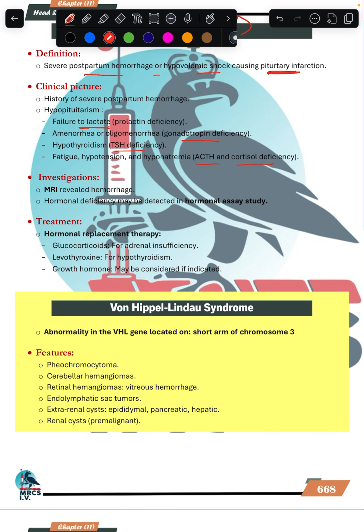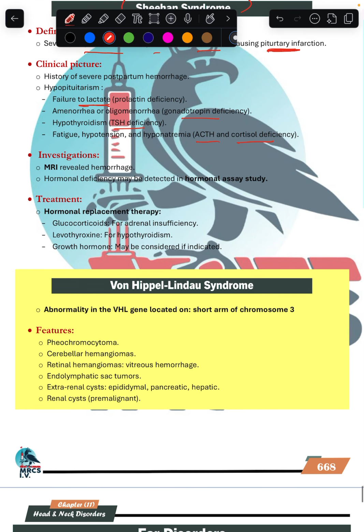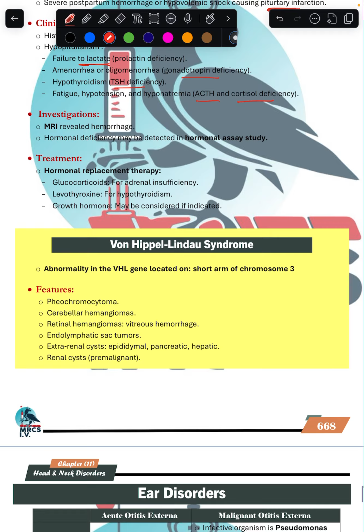Investigation: MRI reveals the hemorrhage. Hormone deficiency may be detected in hormonal assay. Hormonal replacement therapy: you have to supplement from outside corticosteroids, glucocorticoids for adrenal insufficiency, levothyroxine for hypothyroidism, and growth hormone.